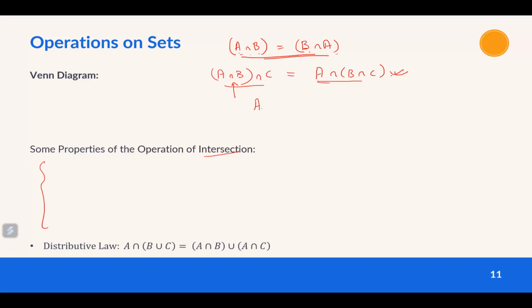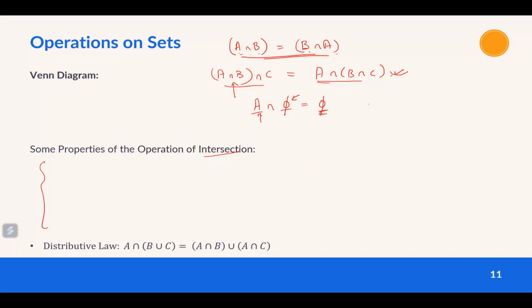Now if we do intersection of A with an empty set, you will get an empty set, because the empty set contains no elements and set A has some elements. But what is the common element between the set A and the empty set? There is no element which is common between the empty set and the set A. Therefore, you will get this empty set.